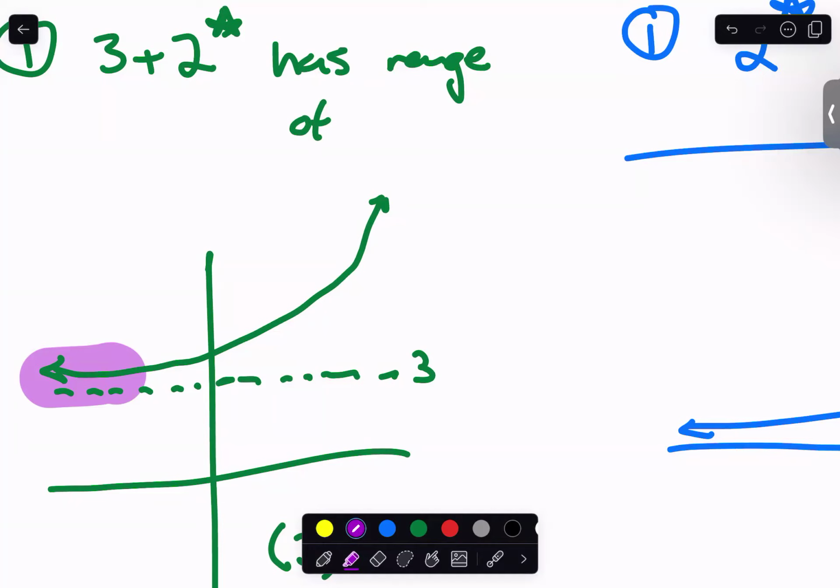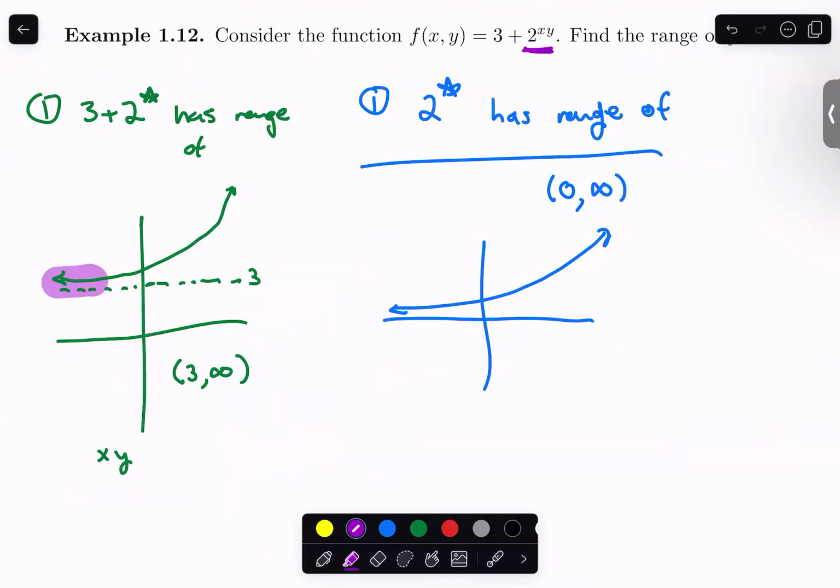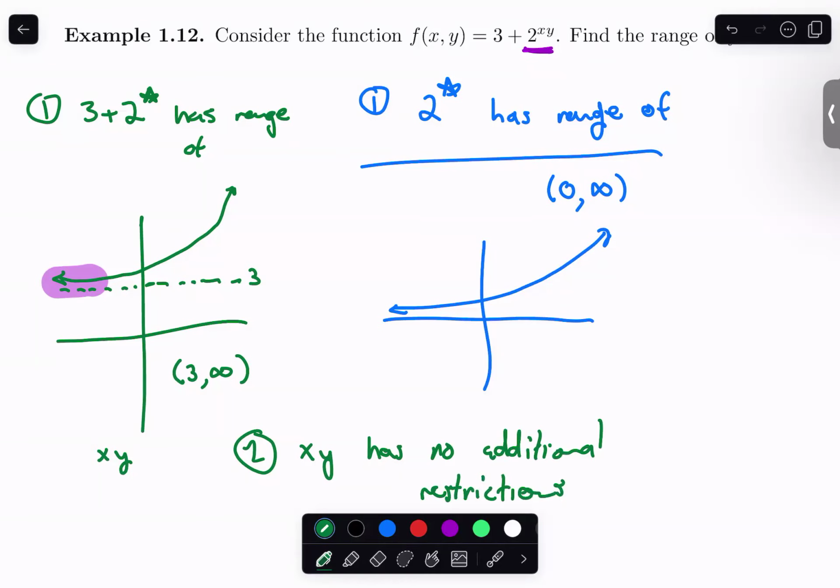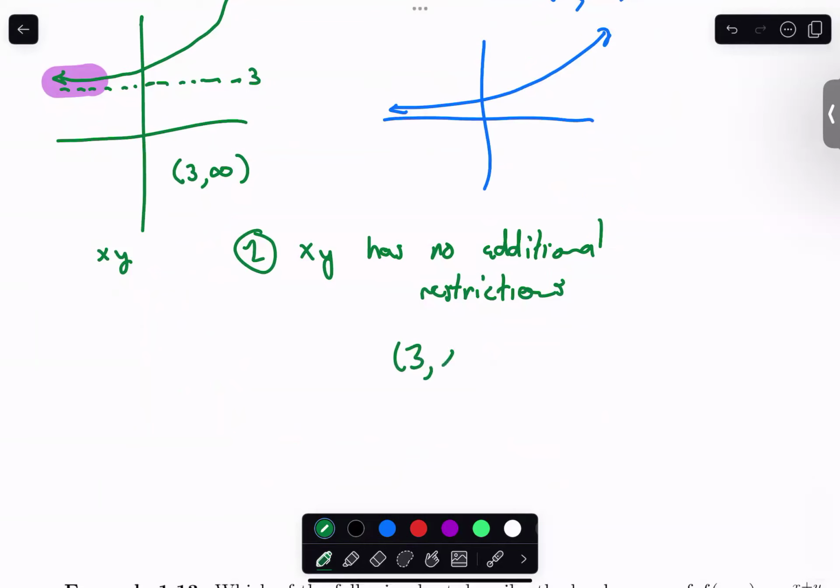1 times negative 1 million. You want negative 1 trillion, fine. So yes, I think I can go far off to the left and far off to the right, and therefore I should be able to get this full range. And so the second step here: x times y has no additional restrictions. So the full answer is going to be from 3 to infinity.